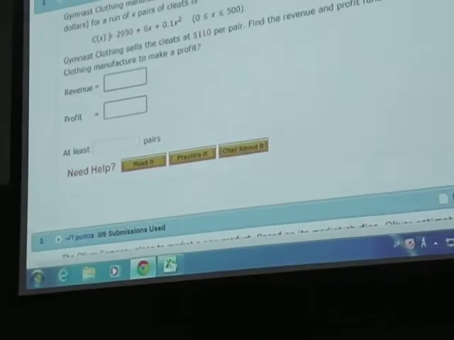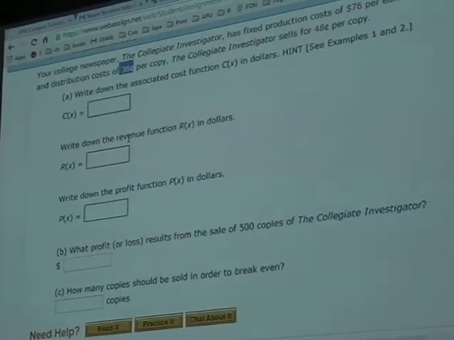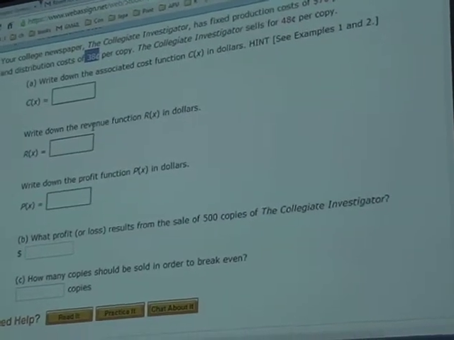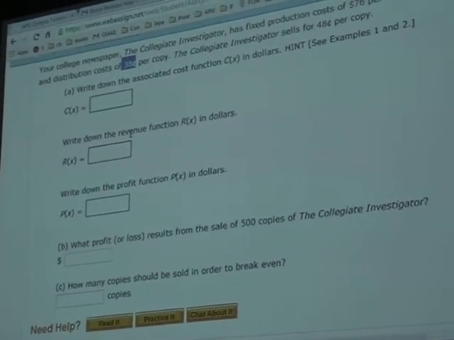How about this? Here they're telling us a cost function. Now, in the last example, the cost function was linear, right?